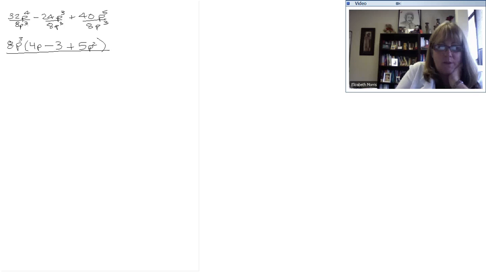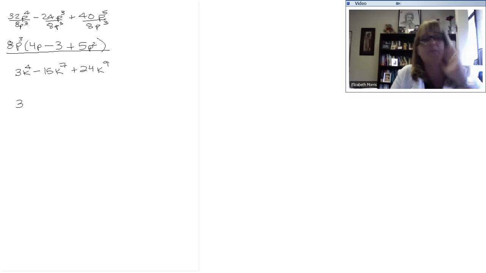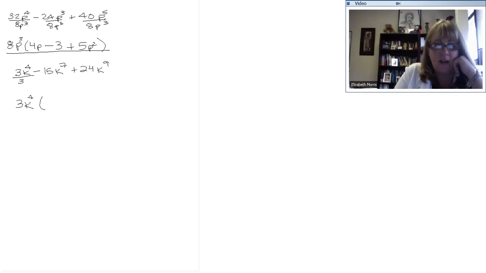Now let's try another one. 3k to the fourth minus 15k to the seventh plus 24k to the ninth. What can I take out? Between 3, 15, and 24, I can divide out a 3. Now, do they all have a k? Yes, they do. And what's the lowest exponent? A 4. So that's what I can divide each piece by.